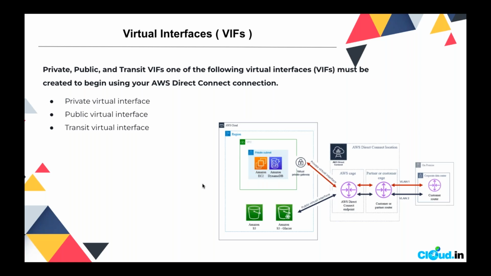So majorly this VIF is used for large scale enterprises managing multiple VPCs and regions needing an efficient interconnectivity between them. So this is majorly used over there. And businesses looking to streamline their network management with a single centralized transit point, such use cases can also use this type of VIF.